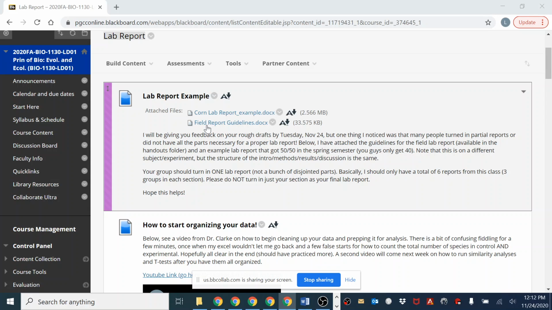I have the guidelines here. Read the guidelines. Make sure you understand what you're doing. Even though I asked for a list of the materials you use, please do write your methods in paragraph form, okay? I saw several bulleted methods and I prefer paragraph.